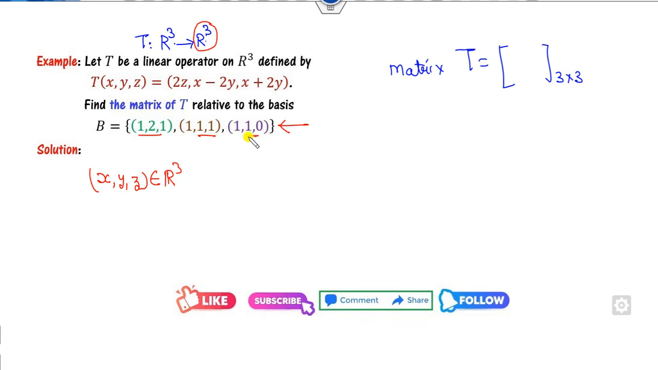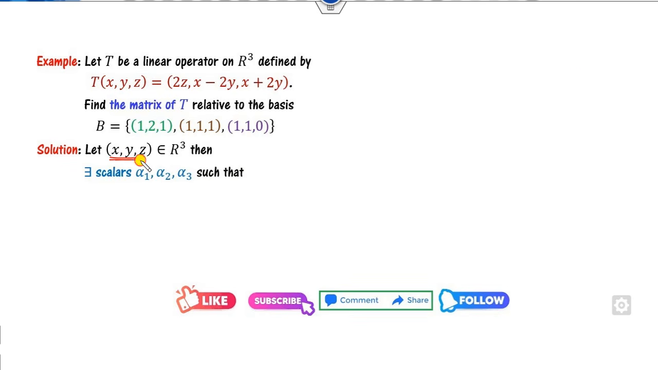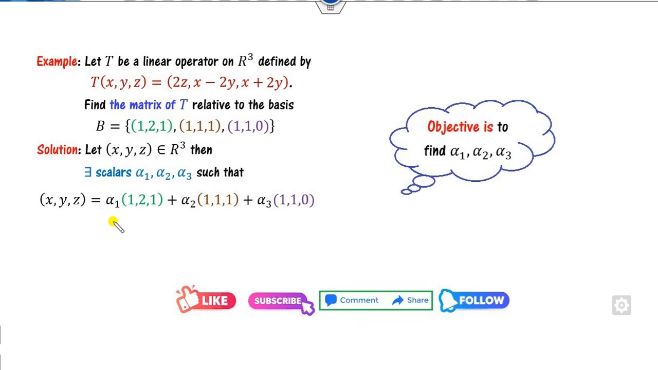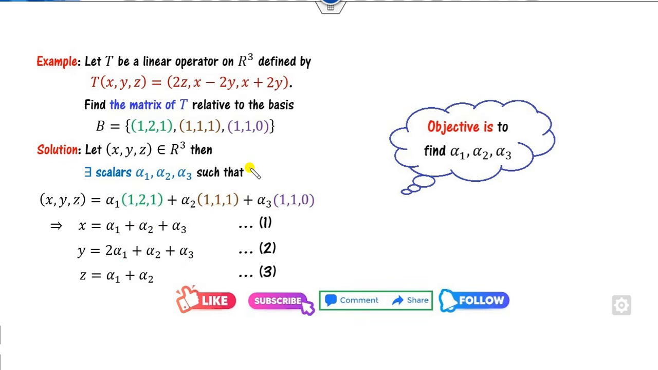It has 3 elements. Therefore there exist alpha 1, alpha 2 and alpha 3 such that I can write this x, y, z as a linear combination of this basis. Now you can equate the coefficients. X will be alpha 1 plus alpha 2 plus alpha 3. Y will be 2 alpha 1 plus alpha 2 plus alpha 3. Make sure this is the x component and y component. Now your target is to find the values of alpha 1, alpha 2, alpha 3.